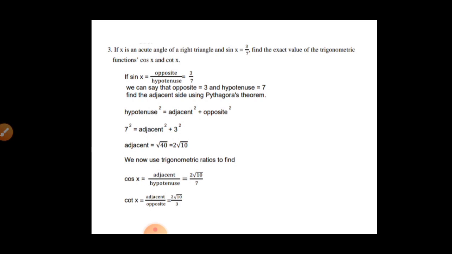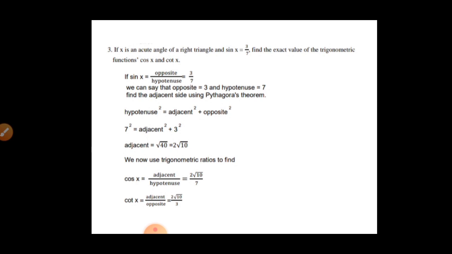Find the adjacent side using Pythagoras theorem. Hypotenuse squared is equal to adjacent squared plus opposite squared. 7 squared is equal to adjacent squared plus 3 squared. Adjacent is equal to square root of 40, which is equal to 2 square root of 10.